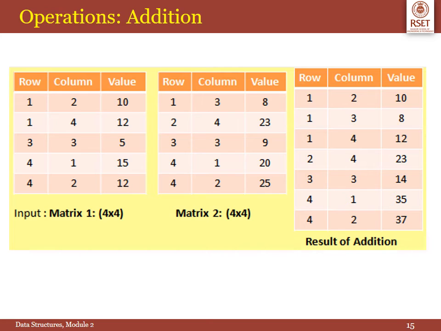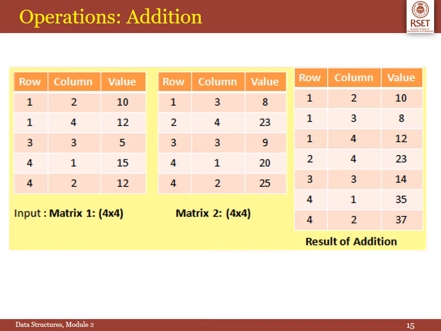Now to add these two matrices, the logic is we'll compare the row number. If the row number is matching, here both the row numbers are 1, then I'll compare the column number. Here the column number is different. The column number of the first matrix entry is 2 and the second entry is 3, which means 2 is less than 3. So I'll copy that entry, which is 10, to the resultant matrix.